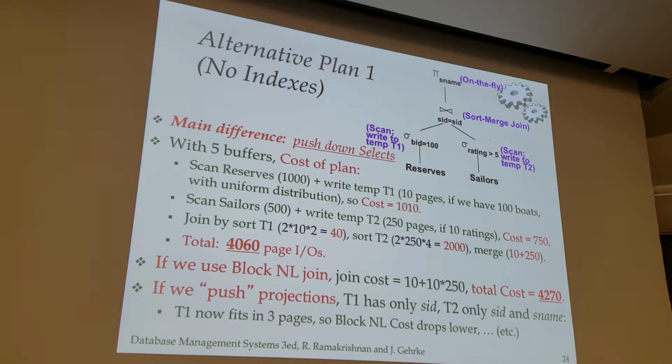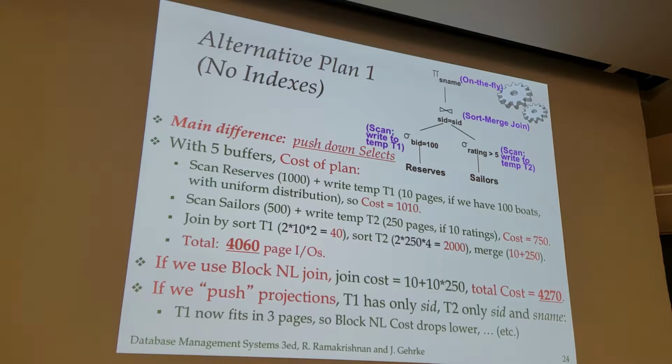And if you work out what it's going to be with a block nested loop join, it might be something like 10 plus 10 times 250. Maybe you could do a little bit better because of the hashing. So that's going to end up being 4270, which with that assumption is going to be a little bit worse. So the 4060 looks better, although it's the same order of magnitude.